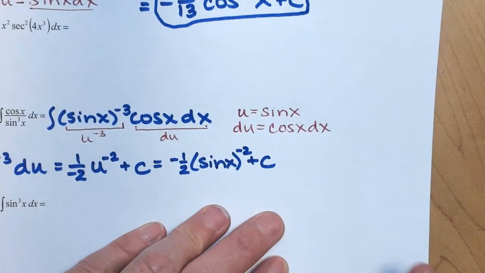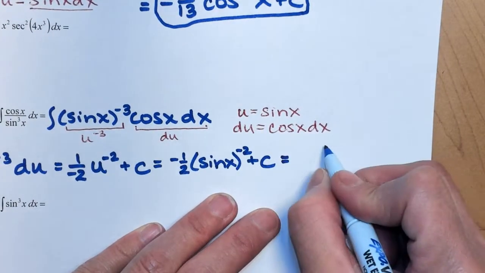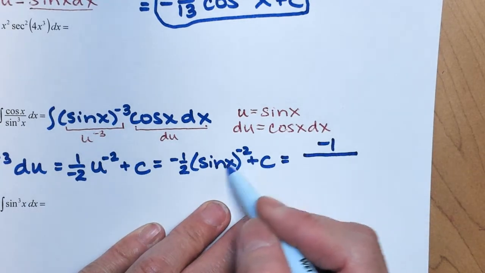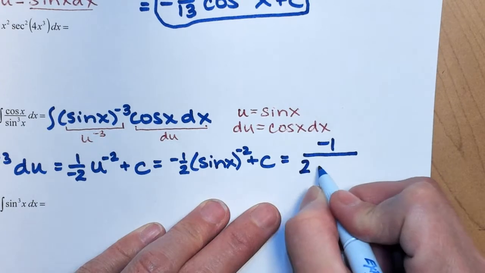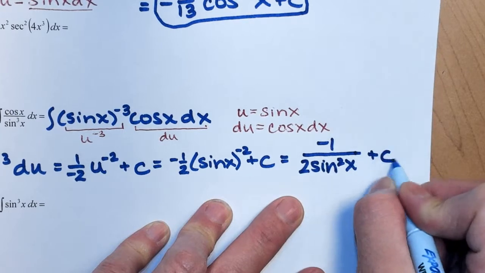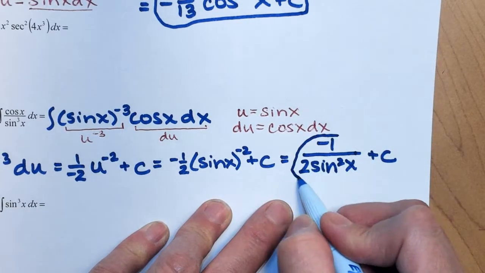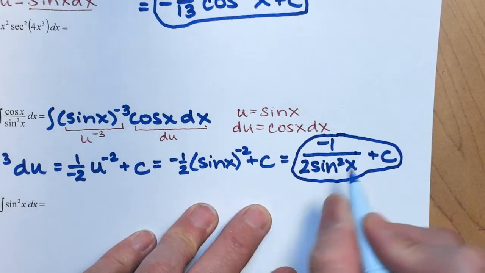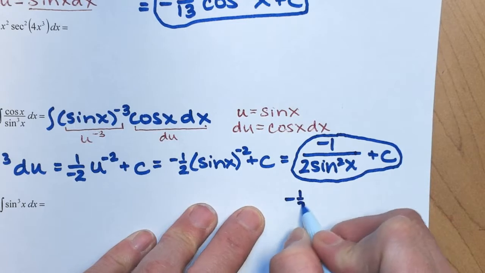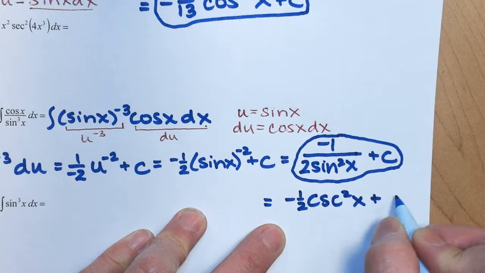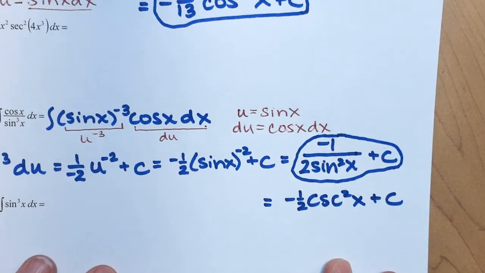And I could write this two ways. I could write my answer as, I'm going to get rid of my negative exponent. Sine x to the negative 2 goes into the bottom: 1 over 2 sine squared x plus c. Or you also could have written this as negative 1/2 cosecant squared x plus c. So either of those would be acceptable.